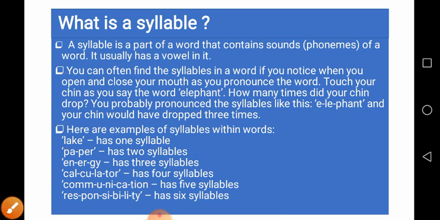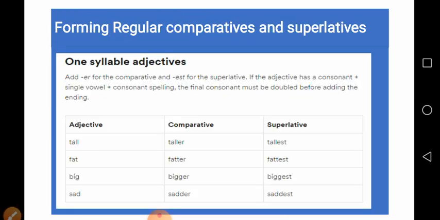Okay. So, we learn this syllable because while making comparative and superlative of an adjective, sometimes we add "er" and sometimes we write "more" before the adjective in the comparative degree, because the word has two or more than two syllables. So, we do not add "er" to such a word. Therefore, syllable is important.